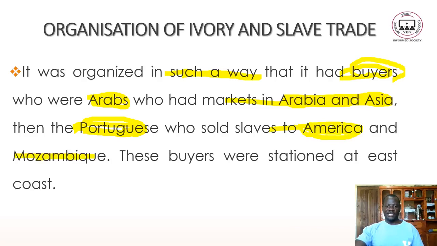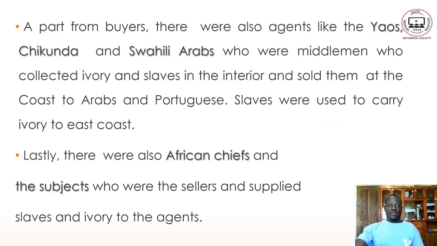These buyers were stationed on the eastern coast. Apart from the buyers, there were also agents, like the Yao, the Chikunda, and the Swahili Arabs. They acted as middlemen. Their duty was to collect ivory as well as slaves in the interior and sell them at the coast to the Arabs and the Portuguese. The slaves were used to carry ivory to the coast.